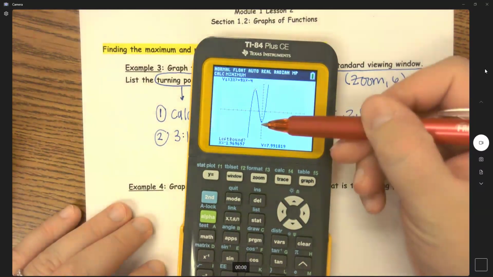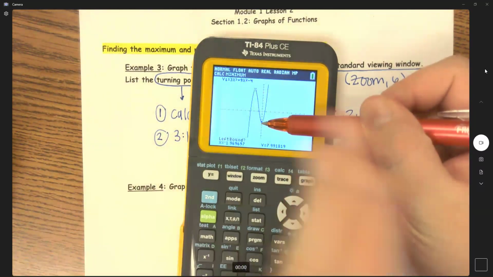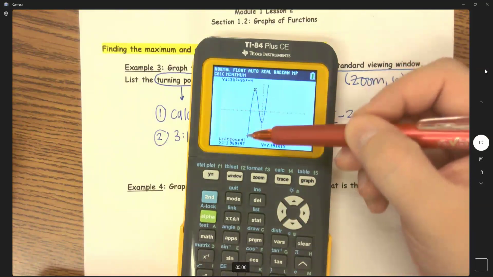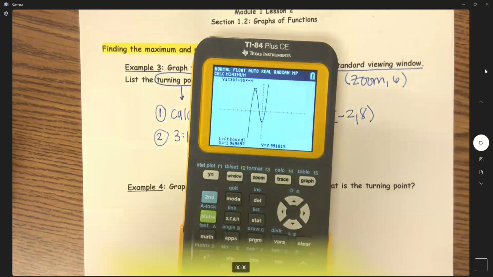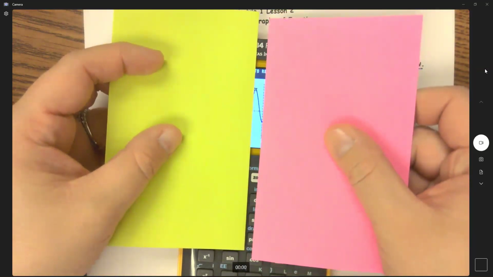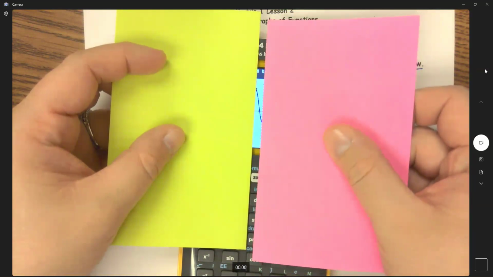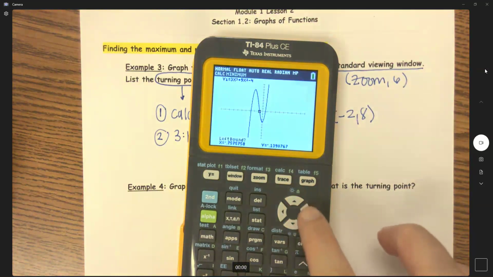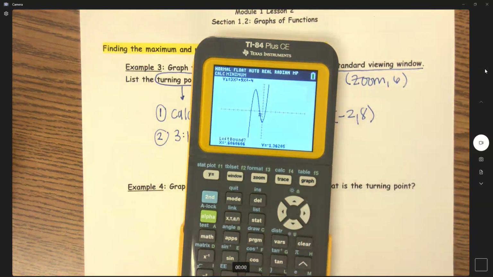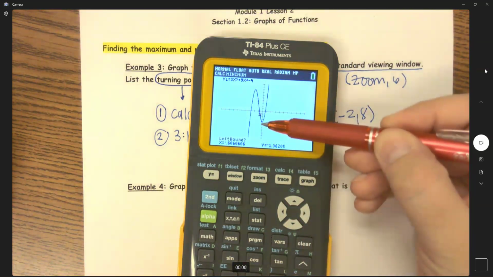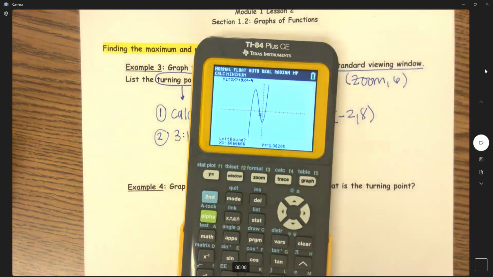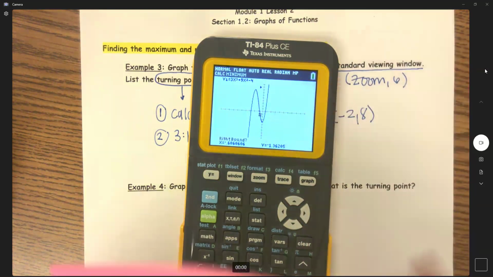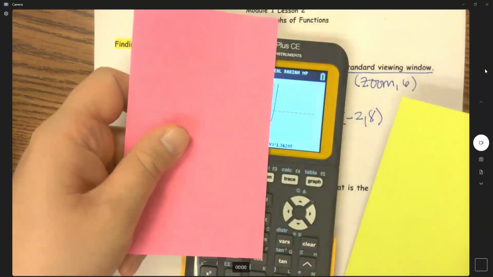So if this is my min, I want to go somewhere to the left, but not past this other turning point here. So I need to be in between the two again. So I'm going to go a little closer to it, but somewhere right in there. So that is to the left of this minimum. So hit enter. Now it wants the right bound. So if this is my min, I need somewhere over here to the right. Any of the rest of that will work right there.